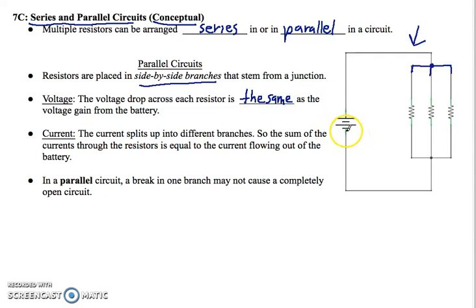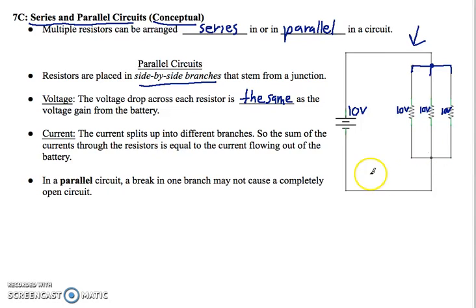So what does that mean? It means whatever voltage is supplied by the battery has to be dissipated by each resistor. For example, let's say there's 10 volts supplied by this battery. Each path has to dissipate that full 10 volts, so the voltage drop across each resistor is going to be 10 V as well. Again, the voltage in every single branch in a parallel circuit is going to be the same.